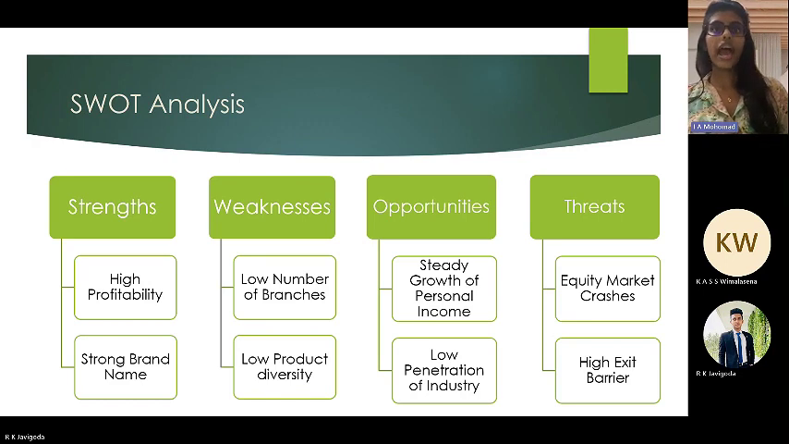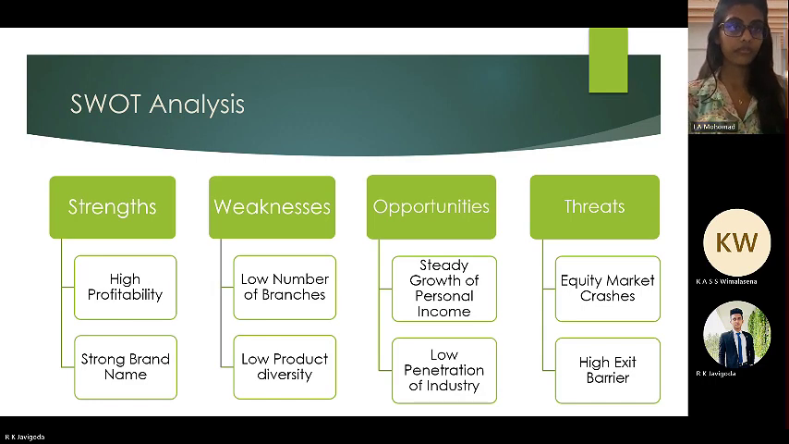Equity market crashes and high exit barriers due to the regulated industry are the threats that have been identified in this company. So those are the Porter's Five Forces analysis and SWOT analysis of SoftLogic Life Insurance. To continue with the rest, let me invite Vidara.